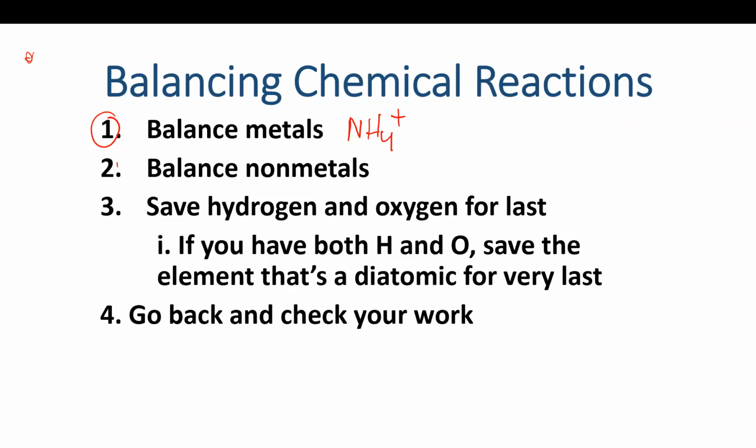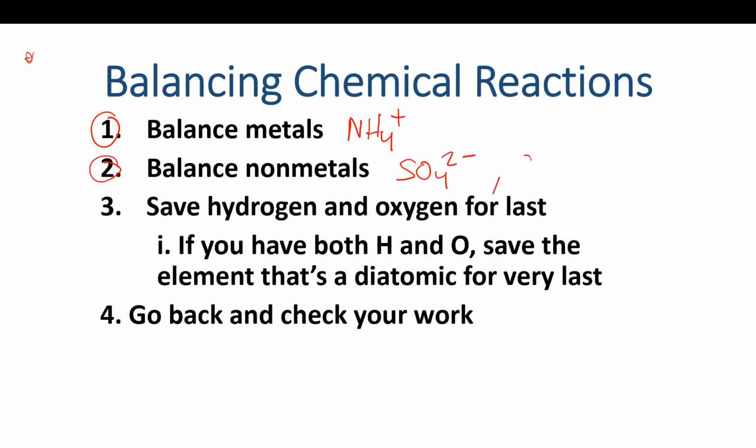The next rule, rule number two, is I balance nonmetals. So if there's any nonmetals like chlorine, I balance them on both sides. Now, what I will include with nonmetals is if I have polyatomic ions on both sides and they're polyatomic anions. So if I see, for example, a sulfate on both sides, I don't split it up into separate sulfurs and oxygens. I just balance the sulfates on both sides.